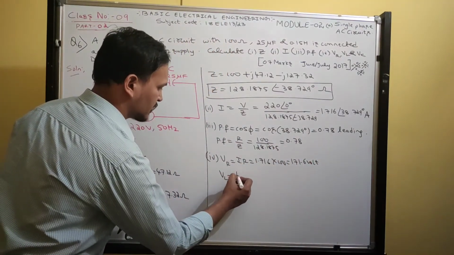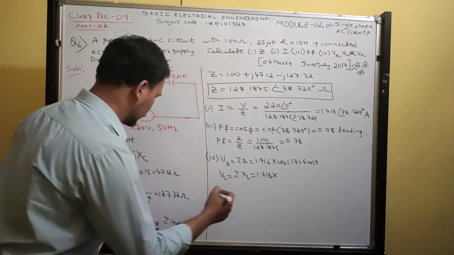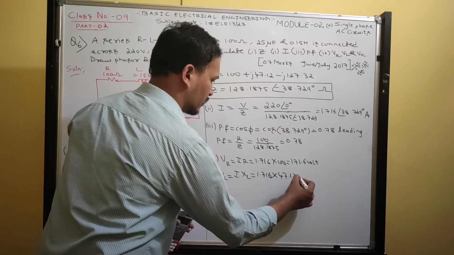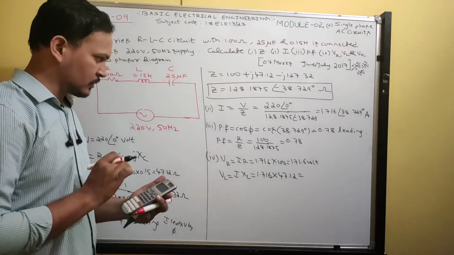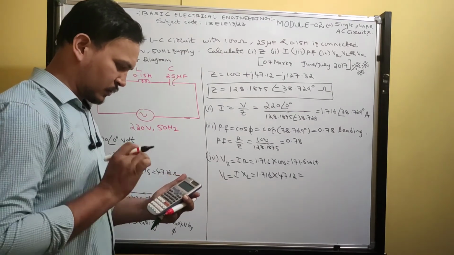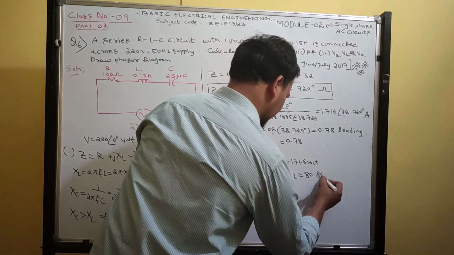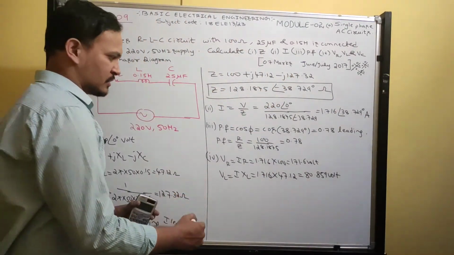Then what is voltage across inductor? I into XL. 1.716 into what is XL? 47.12. How much do you get? 1.716 into 47.12, you will get 80.859 volts. Okay, everyone got the same answer.